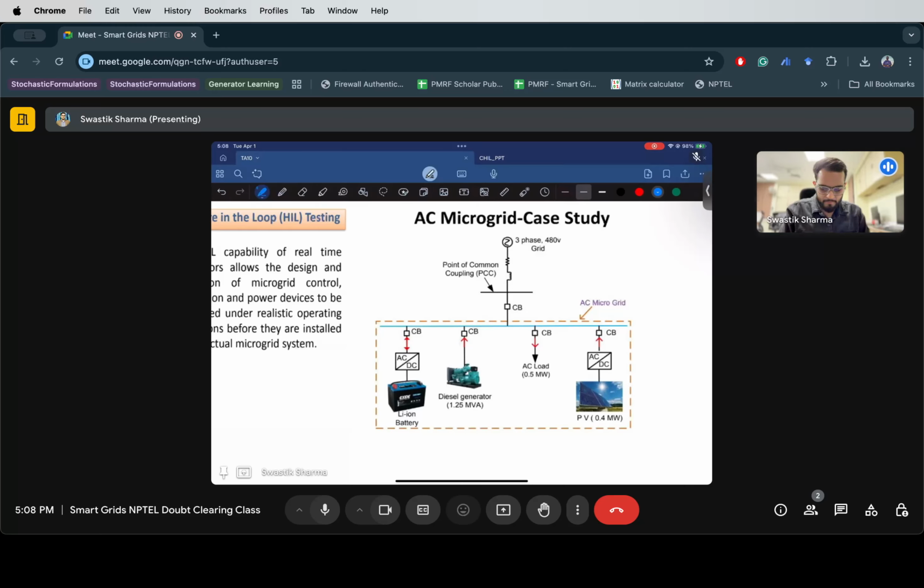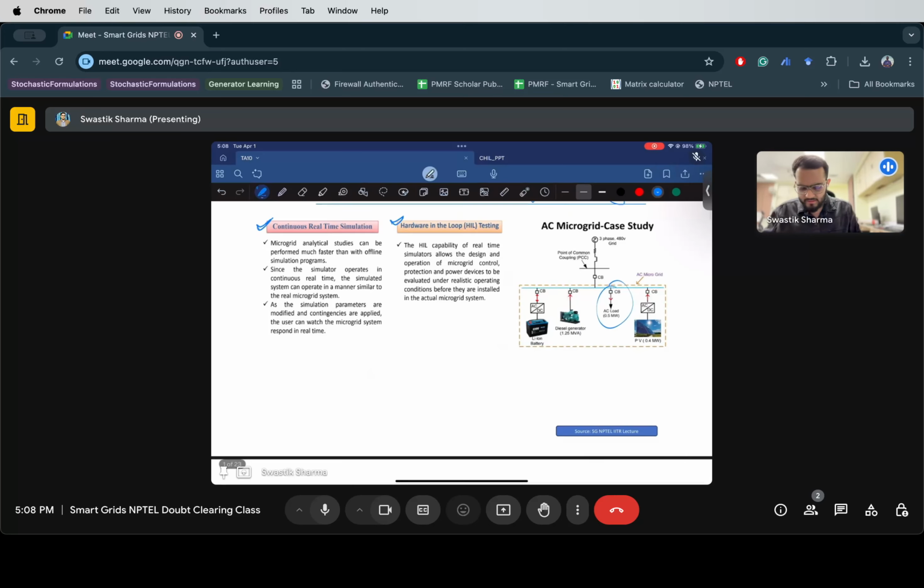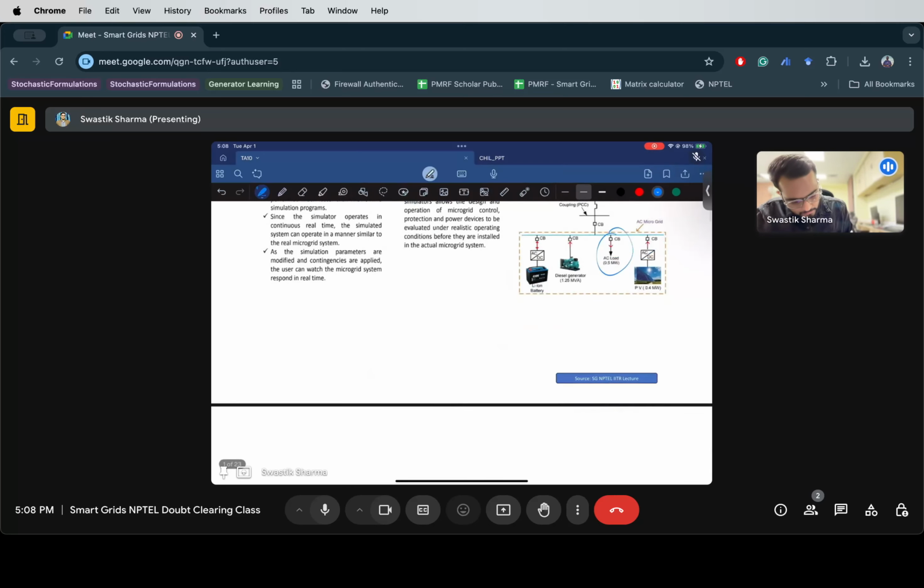We have a battery, which is bidirectional in nature; it can both charge and discharge. Then we have a diesel generator. Then we have an AC load, which is 0.5 megawatt, and a solar farm, which is 0.4 megawatt. What we want to do is check what happens in the system in grid connected mode and in islanding mode. So let's talk about grid connected mode first.